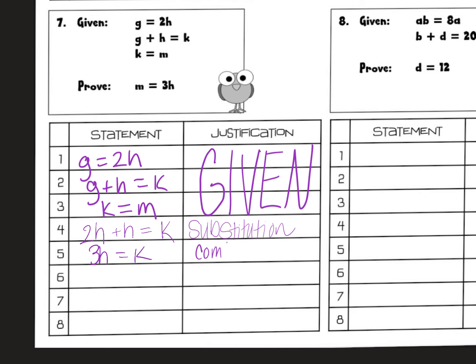I just like to write combine. So then now, I got my 3h. I need my m. And we know k is equal to m, so I'm just going to change my k to an m, which is substitution, or transitive. And then we got to flip it around, which is symmetric.